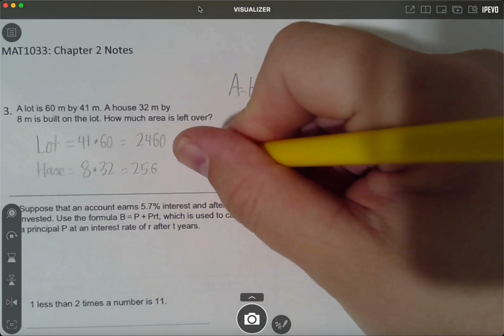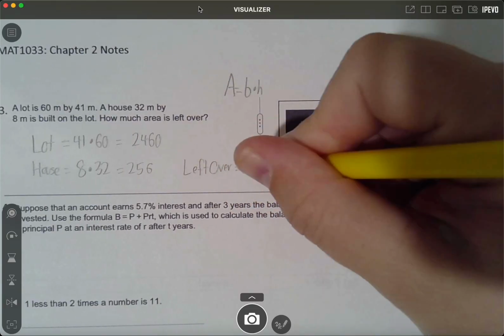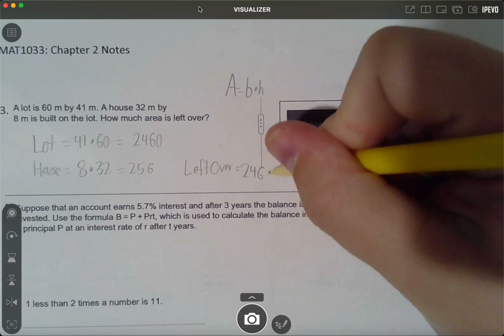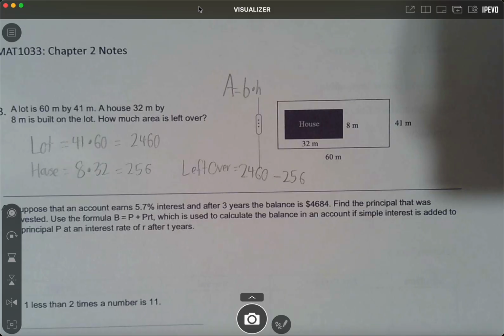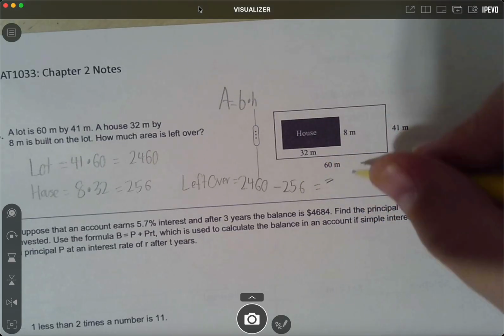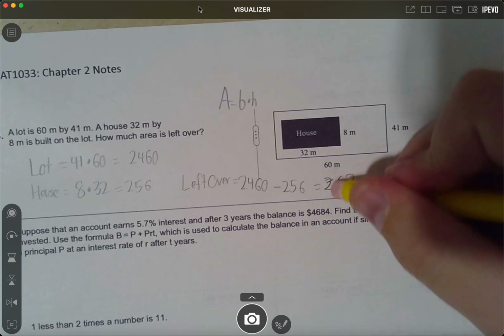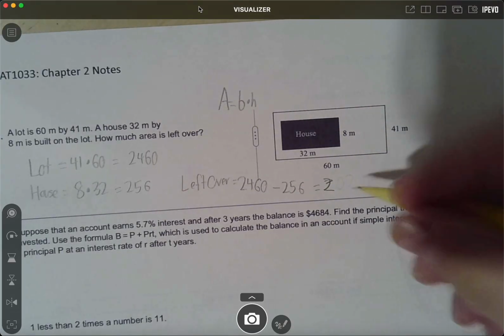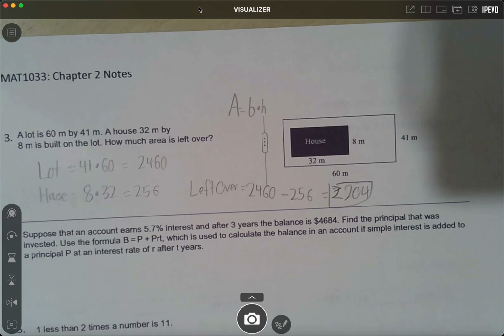At that point, the leftover, if you want to call it that, would simply be the total area minus the house. So 2,460 minus the 256. I'm getting 2,204. And that would be our total leftover area.